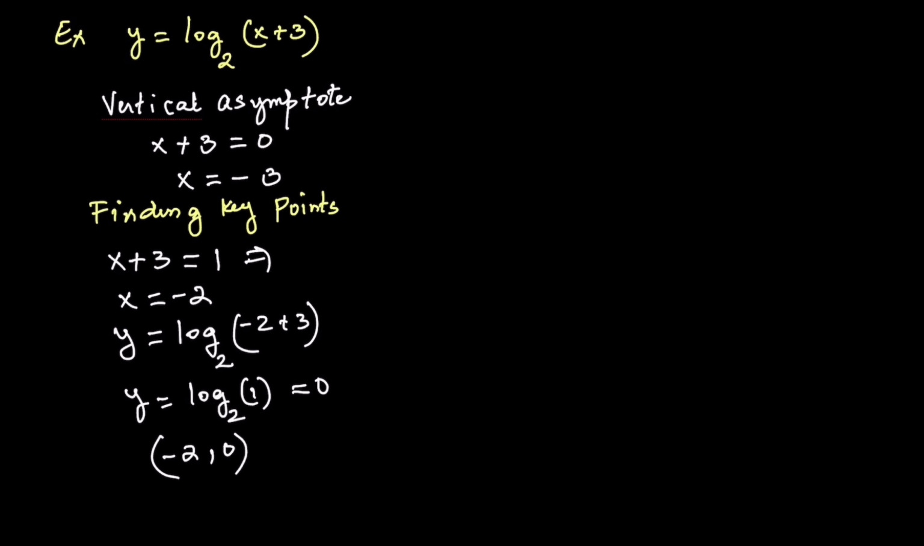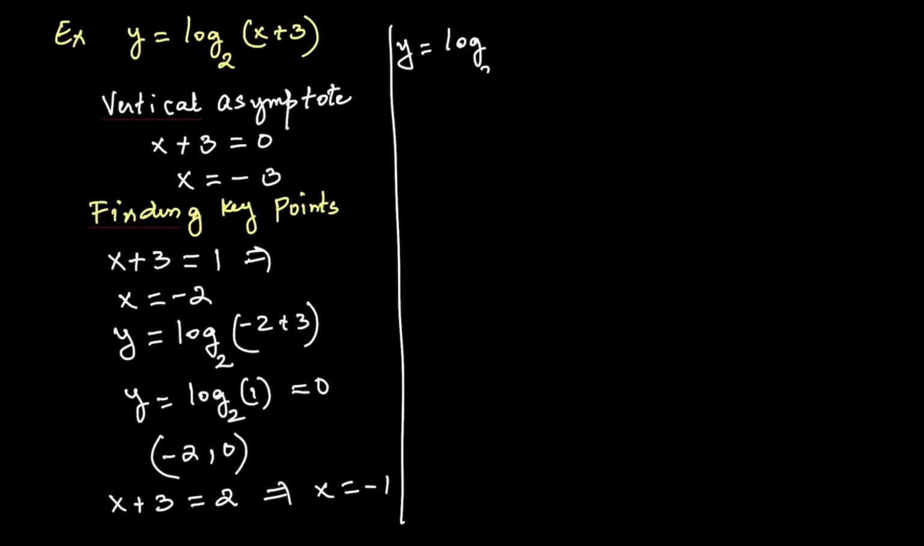Second key point, when the argument equals the base 2. We set the argument equal to 2, x plus 3 equals 2. Therefore, x equals negative 1. Now we substitute x equals negative 1 into the function. Y equals log base 2 of (negative 1 plus 3). Y equals log base 2 of 2. Y equals 1. Our second key point is negative 1, 1.